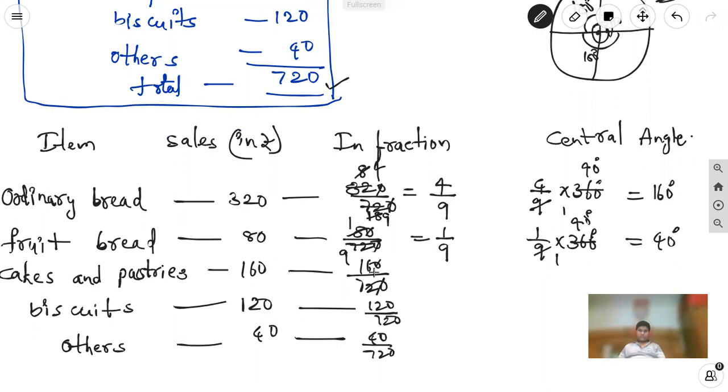Next, the zeros cancel. 18 over 72: 9 twos are 18, 9 eights are 72. 2 ones are 2, 2 fours are 8. It is equal to 1 by 4.